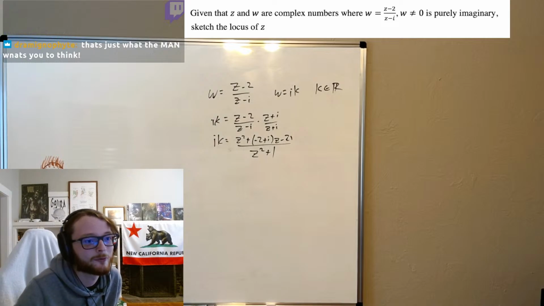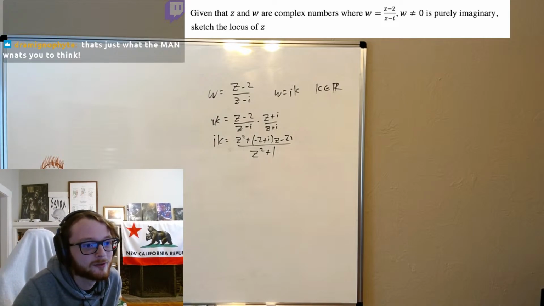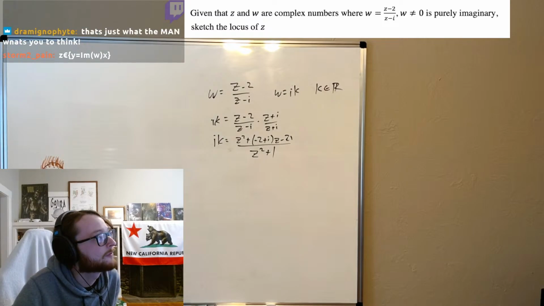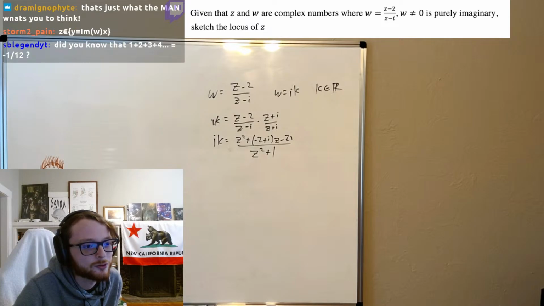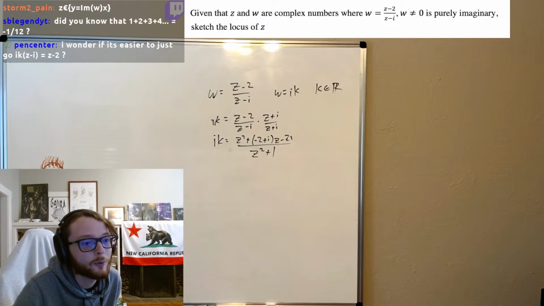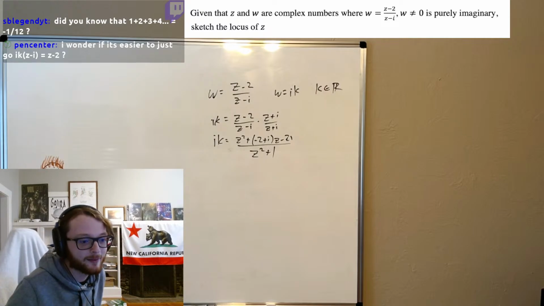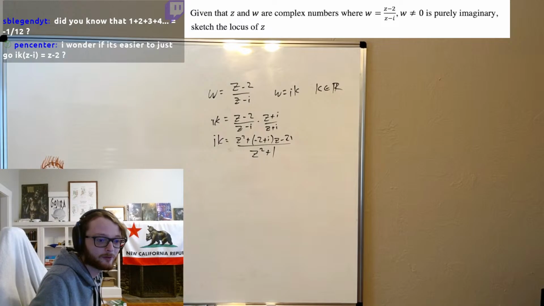Let me see. Storm was putting some things in chat. z minus 2 equals zik plus k. Well, shouldn't it be... Oh, wait, I see. Maybe it's better not to rationalize if we do it like that. Yeah, I think that's what Storm is saying too, Penn Center. I think that's probably easier than what I did.